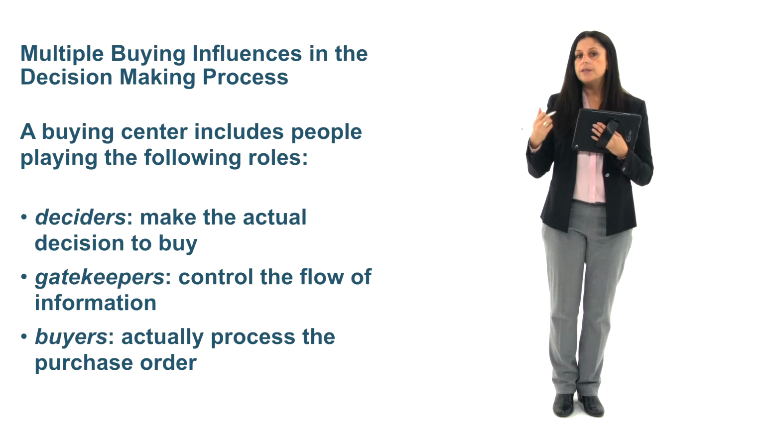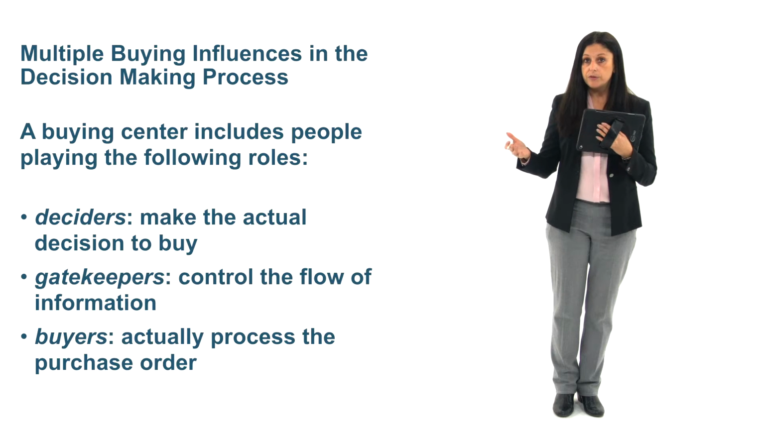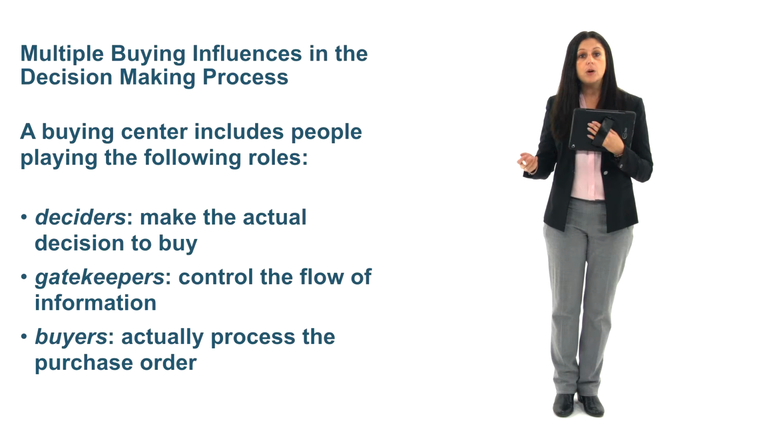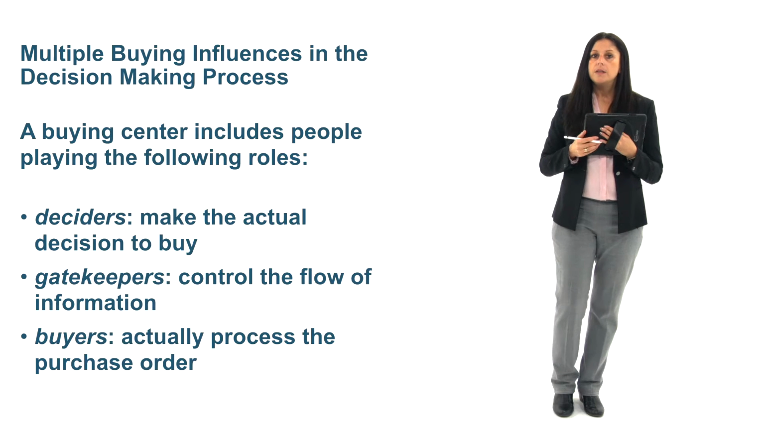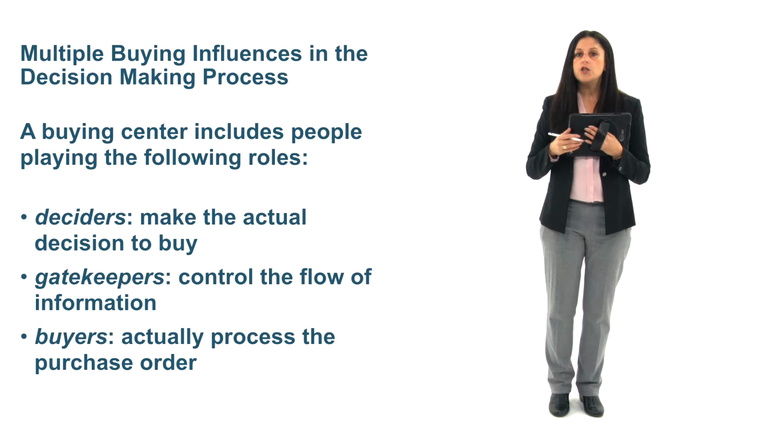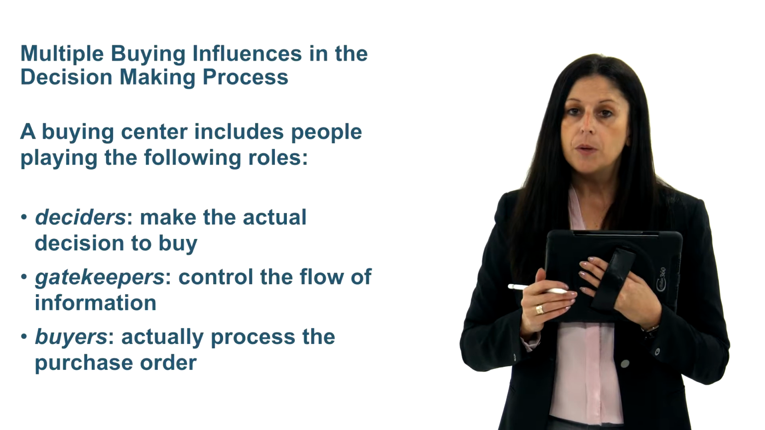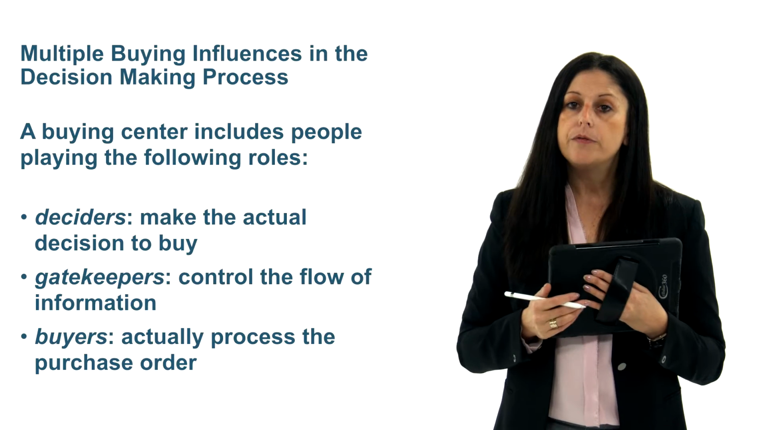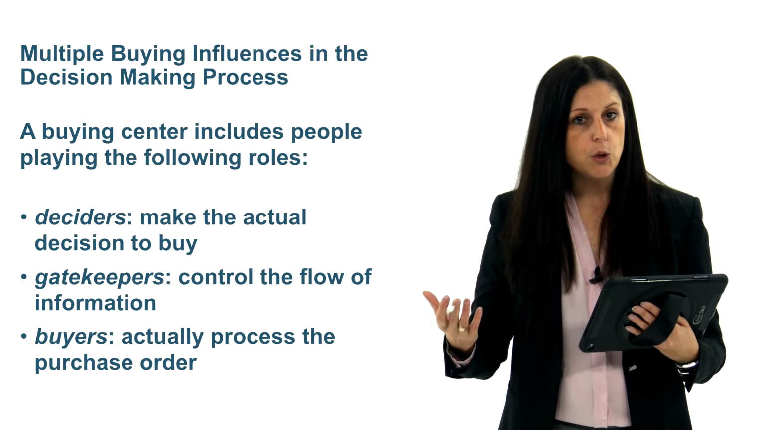The deciders will be those that actually decide on the purchase. So maybe in a university, it will be the provost. She or he will get all the information, and they will make the final decision on which computer to buy. And then we have the gatekeepers. The gatekeepers are the ones that actually control how much information gets to the deciders, because we can bombard them with information that might not be relevant, because they're usually very busy.